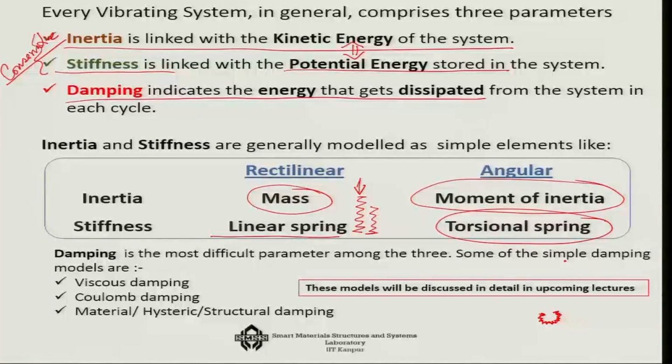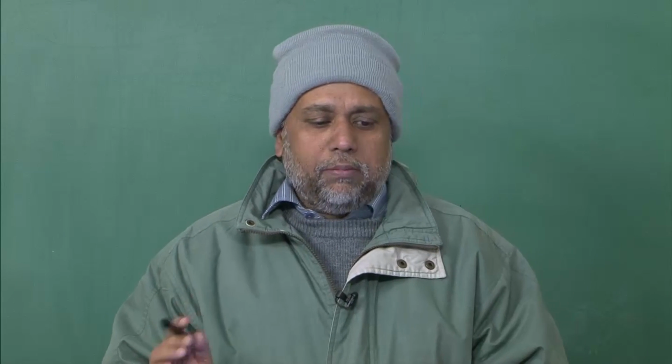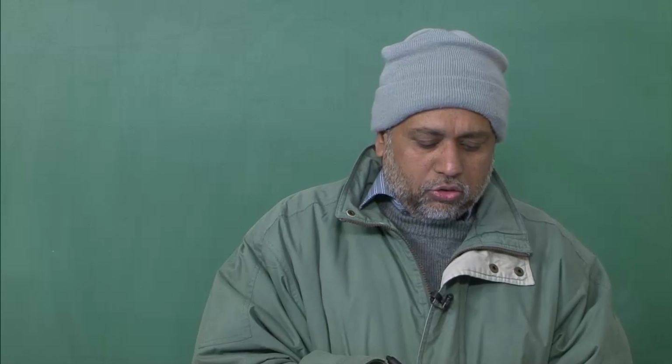Now, damping is of course the most difficult parameter among the 3, and there are various models of damping like viscous damping, Coulomb damping, material damping, hysteretic structural damping. I will talk about it when the time comes. So, these are the 3 things used in describing the vibrating system: inertia, stiffness and damping. Next we go to the excitation and the response of the system.